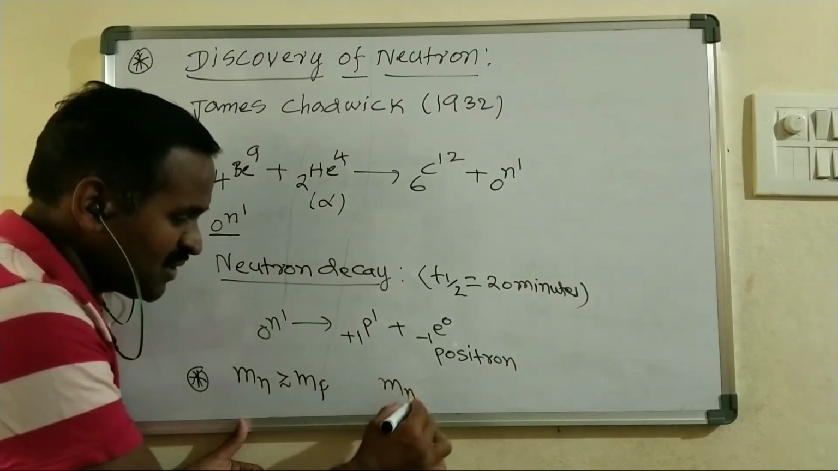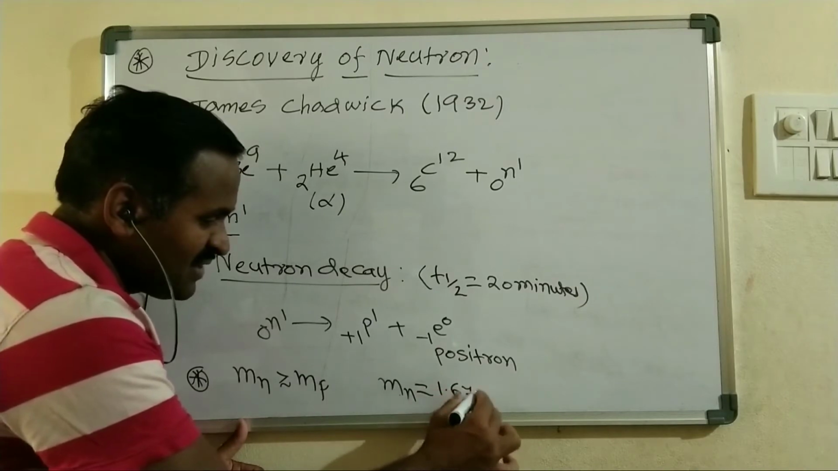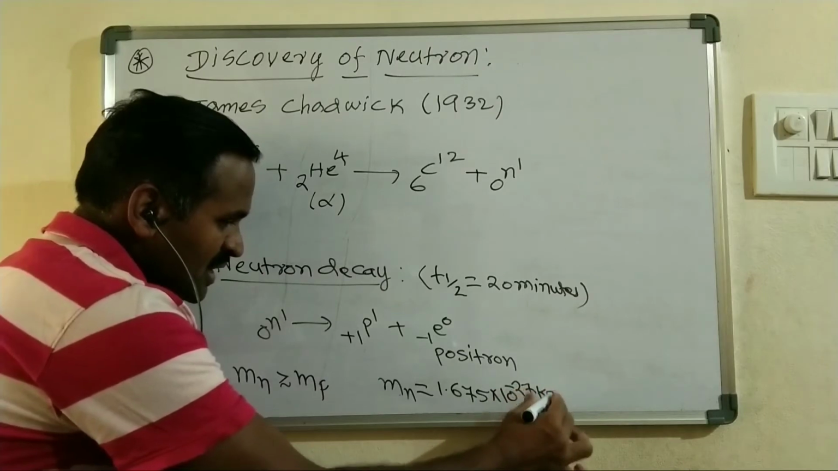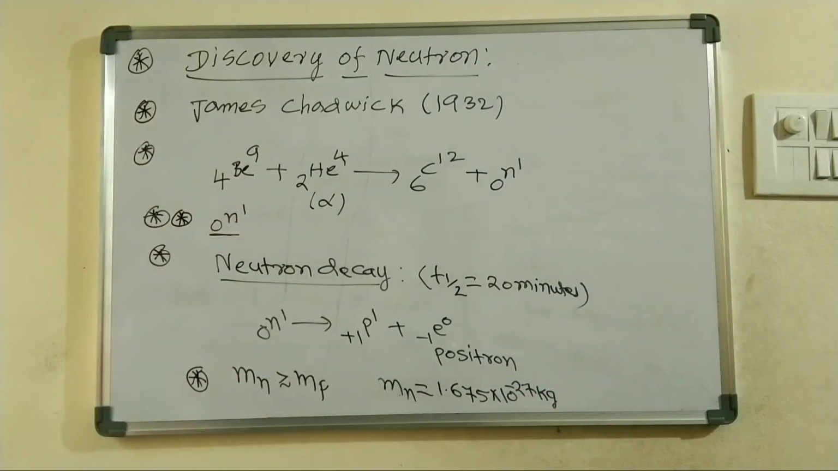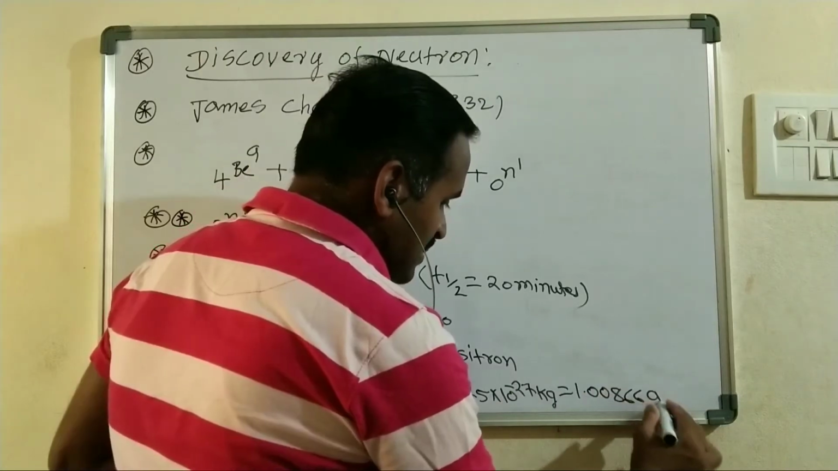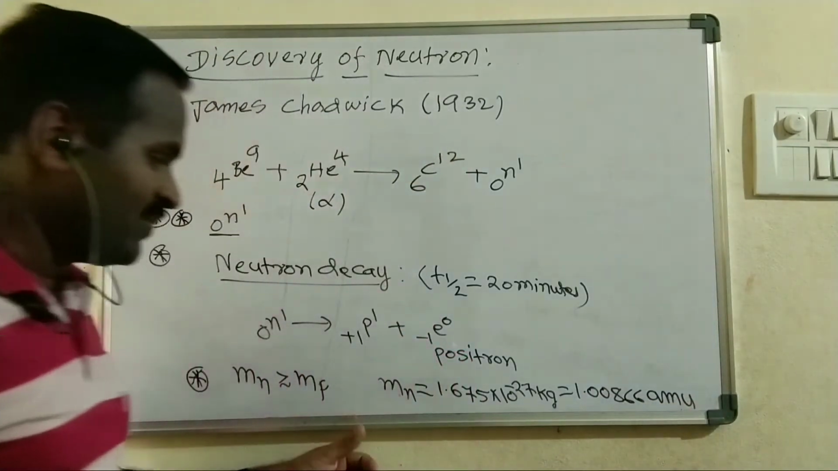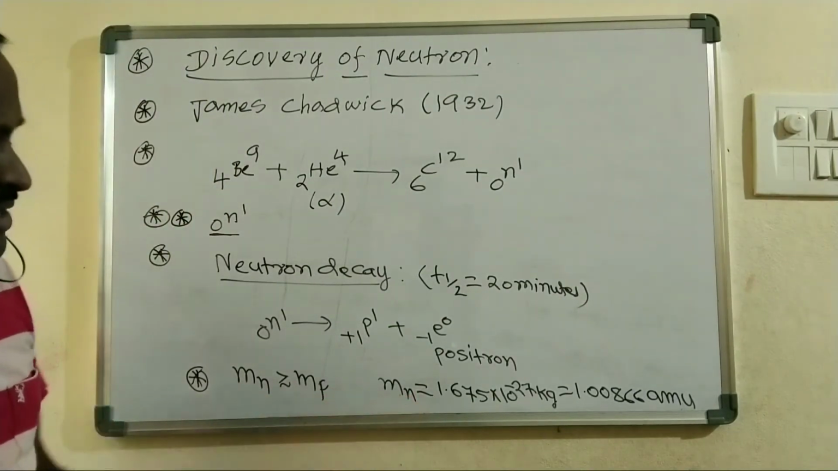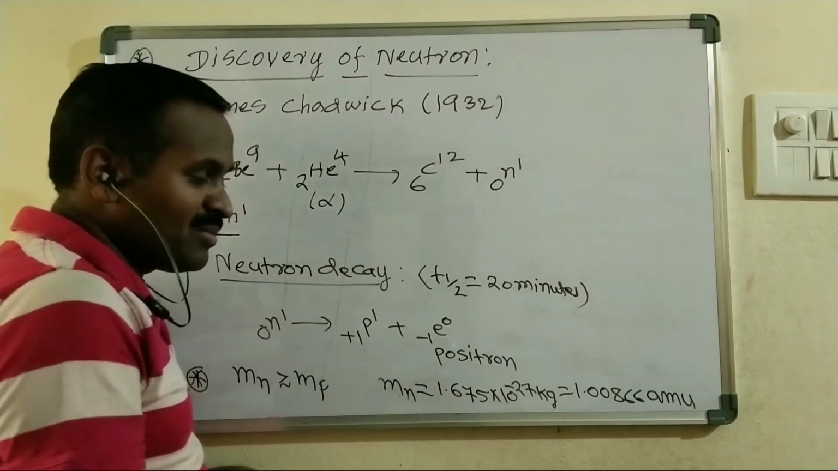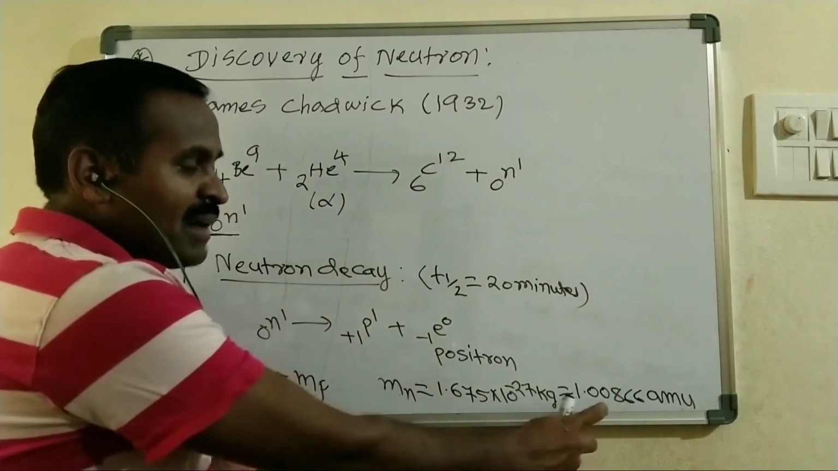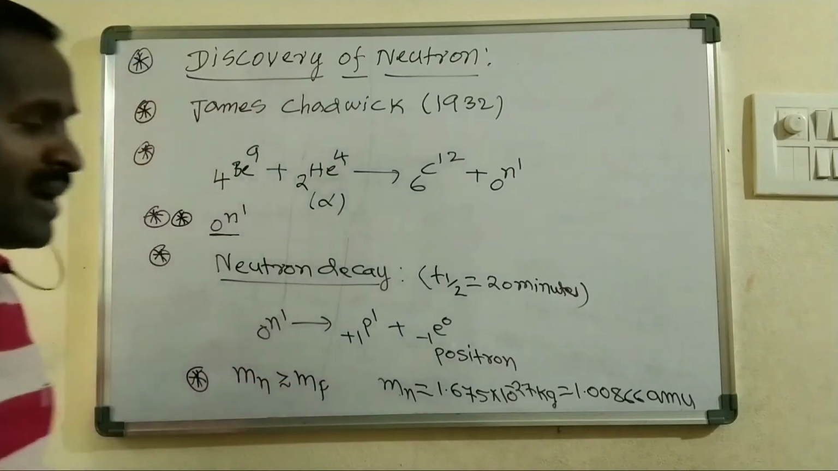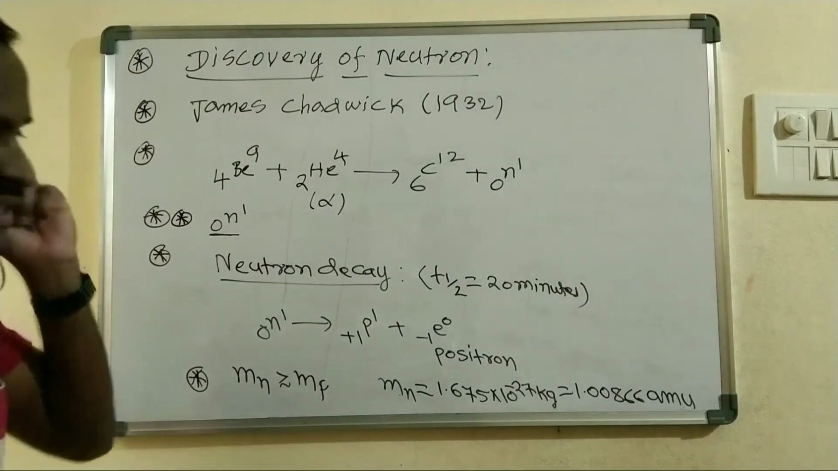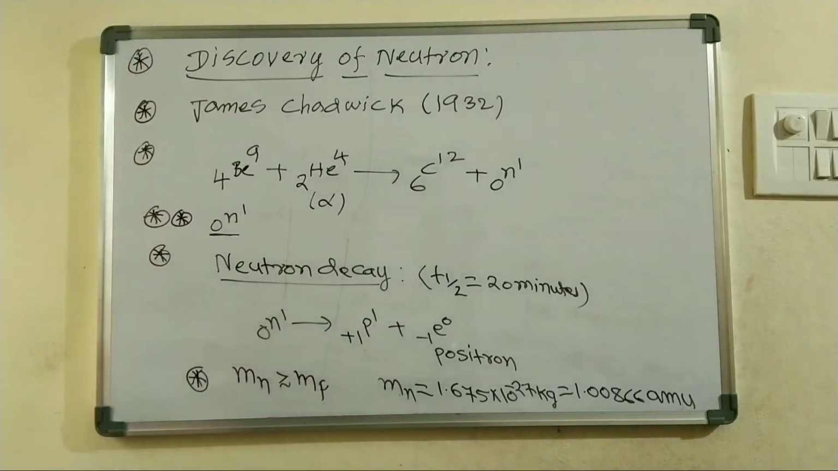I can write the mass of the neutron as 1.675 into 10 power minus 27 kg, or in atomic mass units we can write 1.008666 AMU. So the mass of the neutron is slightly greater than the mass of the proton. AMU is nothing but atomic mass unit.